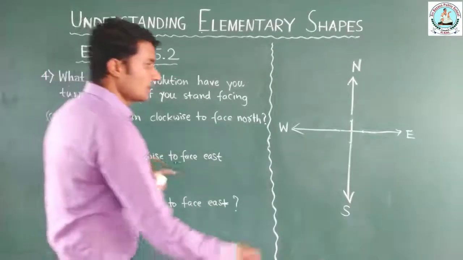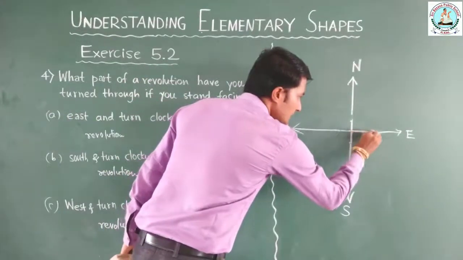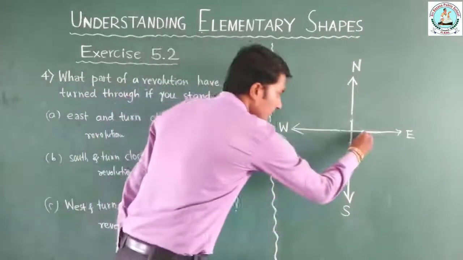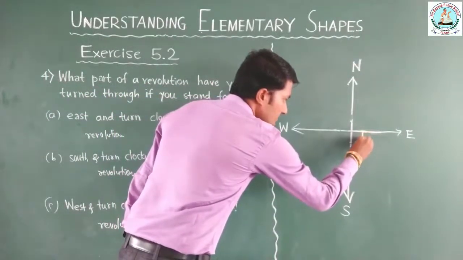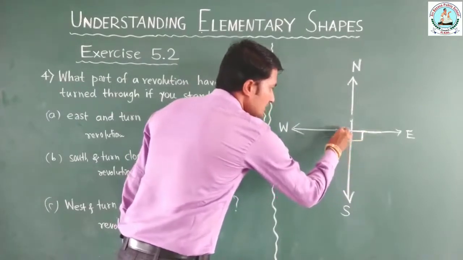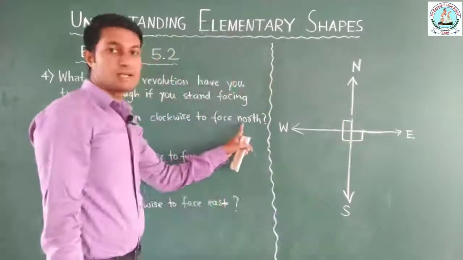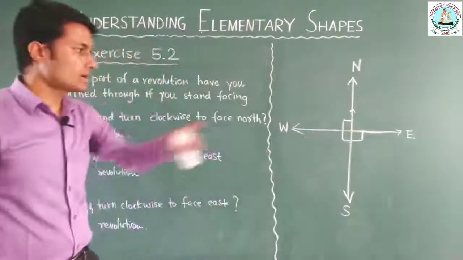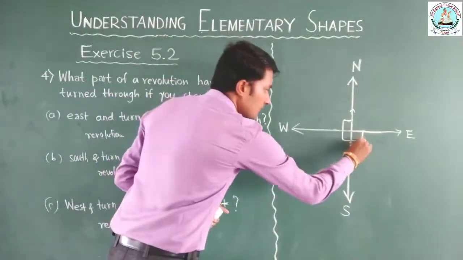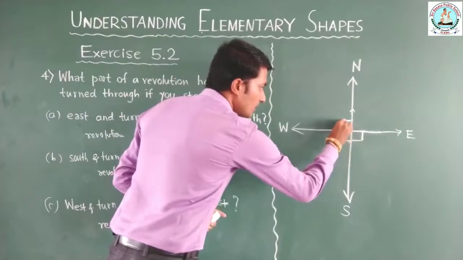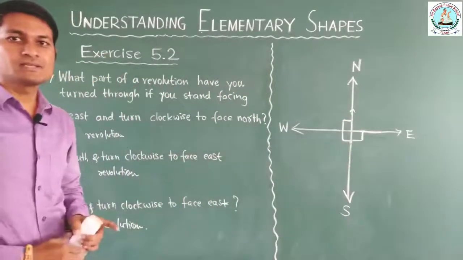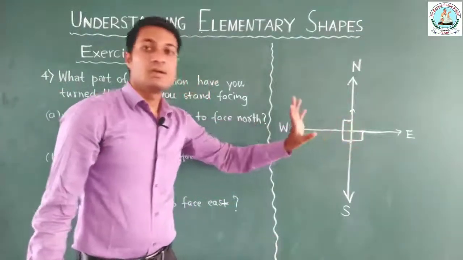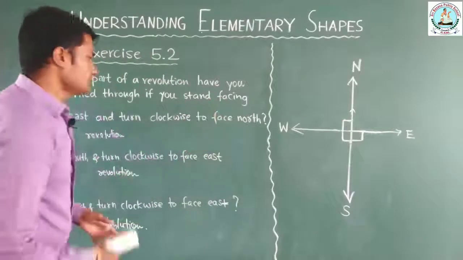So first, the starting point is east, means right now you are facing east direction and you need to turn clockwise and you have to face north. See here, first I have started and I have to reach north direction and face north now. So see here, how many right angles have I covered? Just identify. First right angle, second right angle and third right angle. So 3 right angles means it is 3/4 revolution, correct? So after making 3/4 revolution, you will be facing north direction.